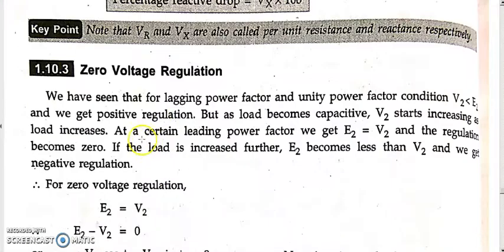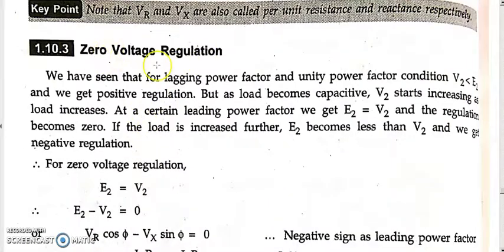Now coming to the zero voltage regulation, this is your ideal voltage regulation. This is what we actually need for a transformer.